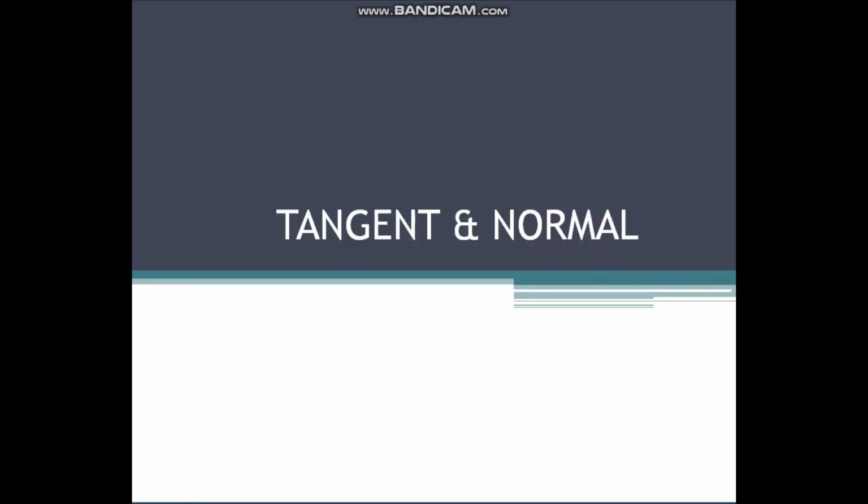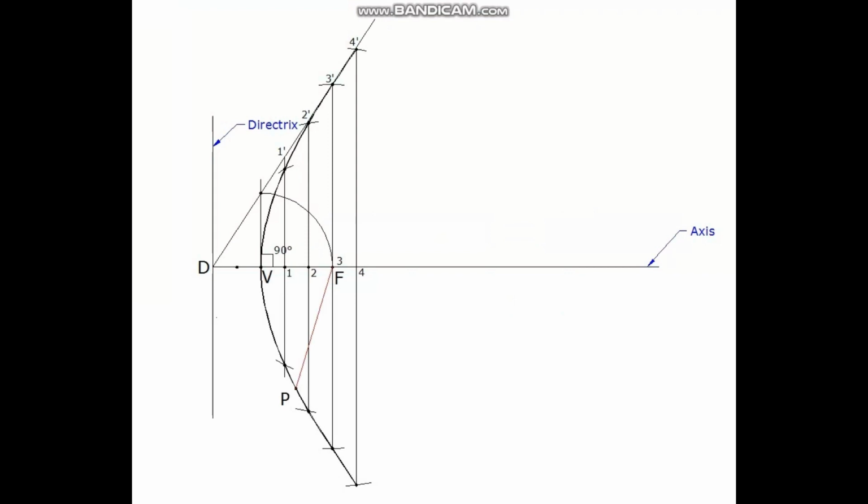To draw the tangent and normal, mark a point P on the curve through which the tangent and normal are to be drawn. Join P and F. Through F, draw a perpendicular to the line PF. This perpendicular line is made to meet the directrix line at T. Join T and P, extend it and mark the other end point as G. This line is the tangent. Through point P, draw a perpendicular line to the tangent line. Name it as NM. This line is the normal.